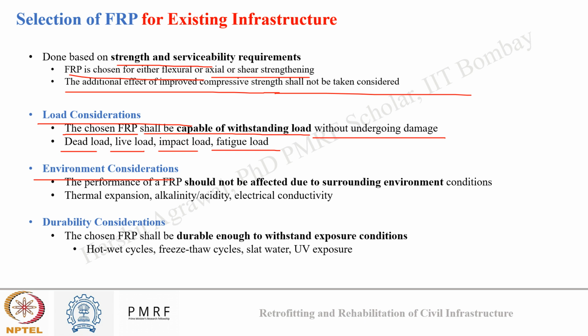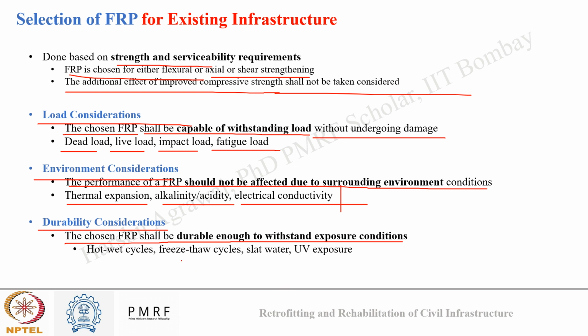Second is the environmental conditions. The performance of the FRP should not be affected by the surrounding environment conditions. What are these environment conditions? Thermal expansion, alkalinity, acidity, or electrical conductivity. Due to these, my FRP material should not be affected. And durability consideration. The choice of FRP material should be durable enough to withstand exposure conditions like hot-dry cycles, freeze-thaw cycles, salt water, and UV exposure.